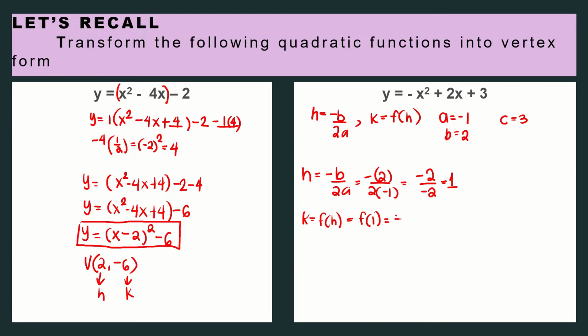So from negative x squared plus 2x plus 3, we plug in positive 1. So negative times 1 squared plus 2 multiplied to 1 plus 3. So k now is equal to negative 1 plus 2 plus 3. So simplifying this from left to right, k now is equal to positive 5. Oh, sorry. k now is equal to positive 4.